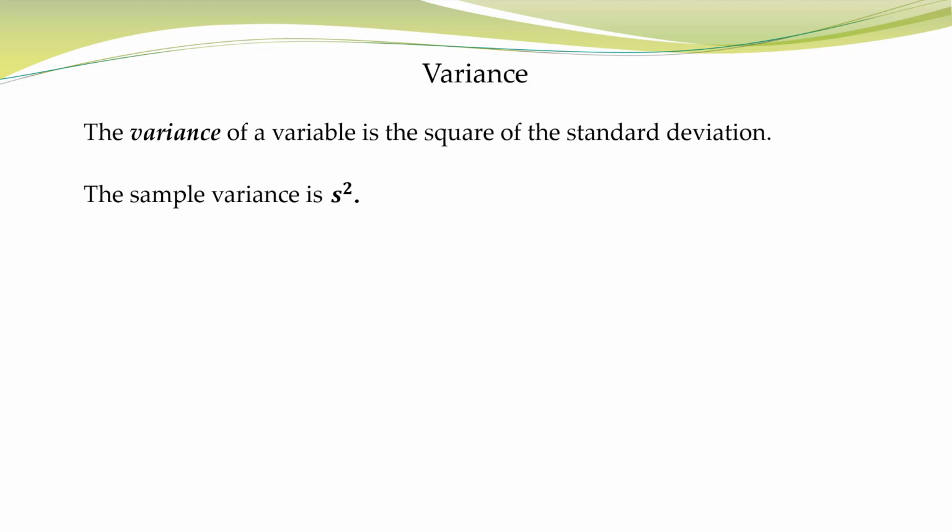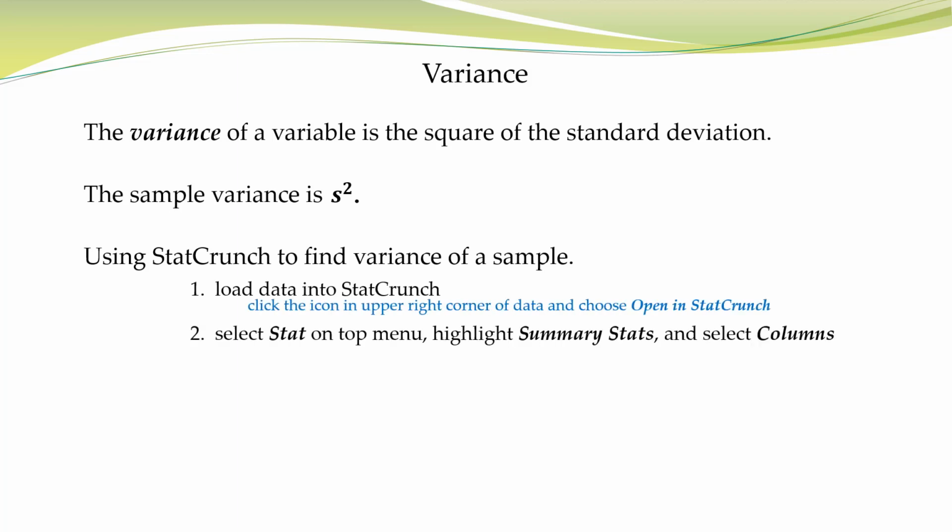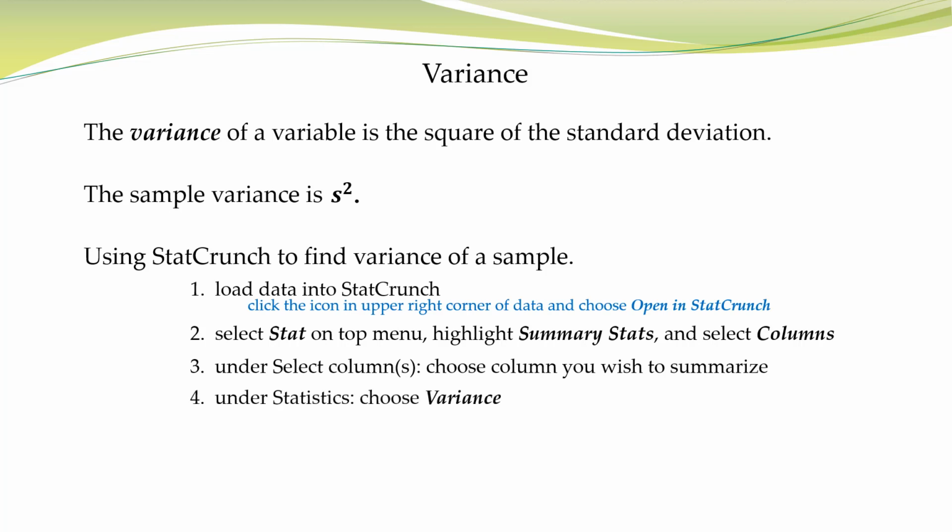The variance of a variable is the square of the standard deviation again. So the sample variance is S squared. And again, using StatCrunch, you would load the data, select Stats, Summary Stats, Columns. Click on the column you wish to summarize, and under Statistics, this time you just choose variance. Click Compute.